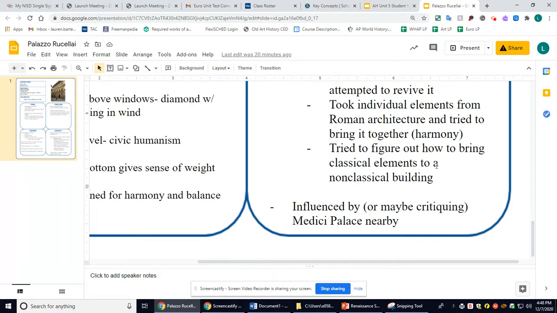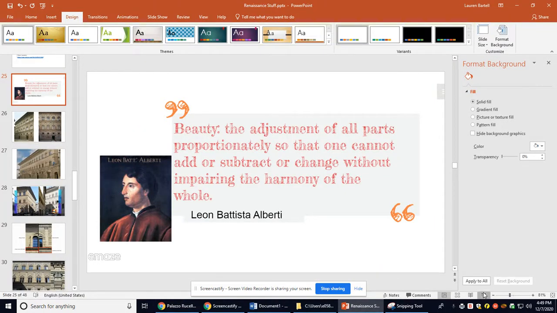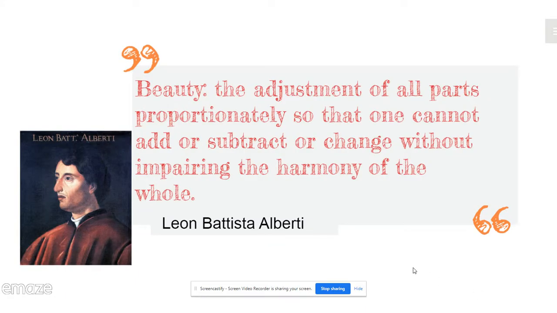All right, so let me go to some pictures to show you a little bit about this. So first of all, here's a quote from Alberti. He says, "Beauty is the adjustment of all parts proportionately so that one cannot add or subtract or change without impairing the harmony of the whole." This is very significant because what he's trying to do here in the Palazzo Rucellai is make the perfect structure. So something that is totally harmonious, proportional, beautiful in all aspects, and very, very balanced.